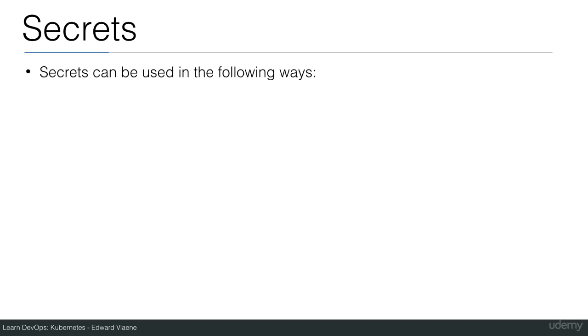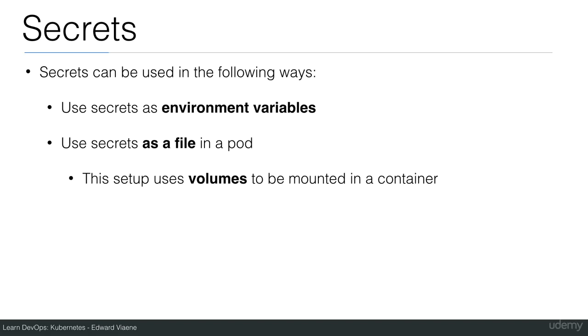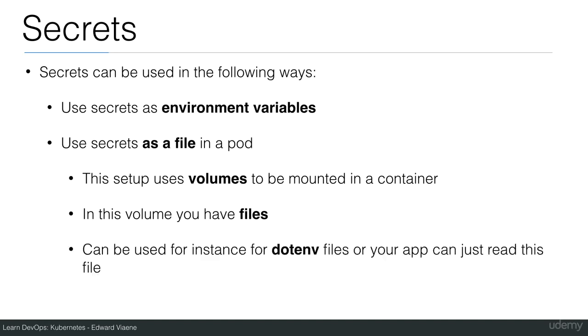Secrets can be used in the following ways. You can use secrets as environment variables. So in your application, you will just have to read the environment variables, and that's where the app will then find the secrets. You can also use secrets as a file in a pod. This setup uses volumes to be mounted in a container. In this volume, you have files. So in your container, you're going to have a volume. It means it's just a directory that your app can access that contains then those secrets.